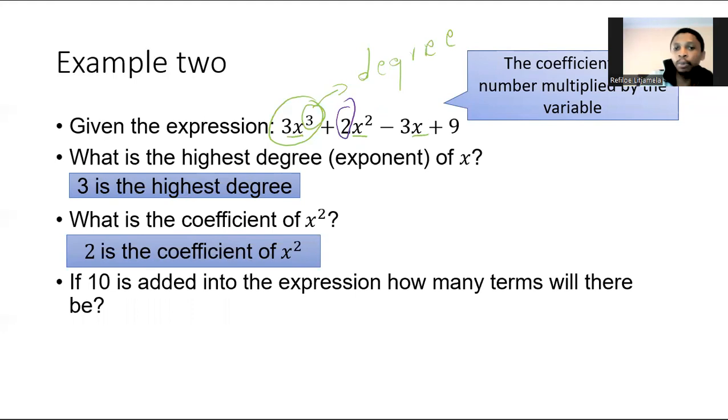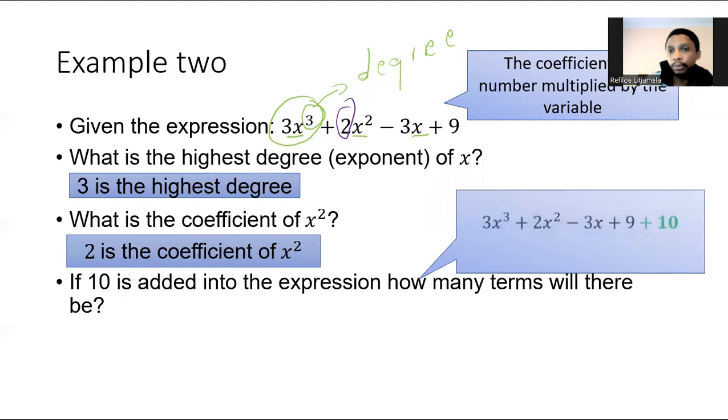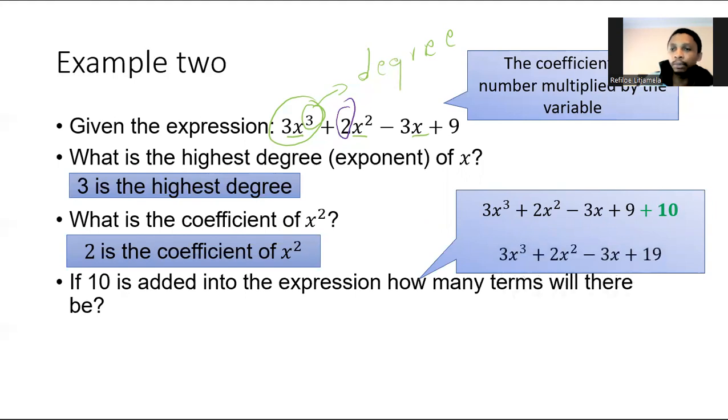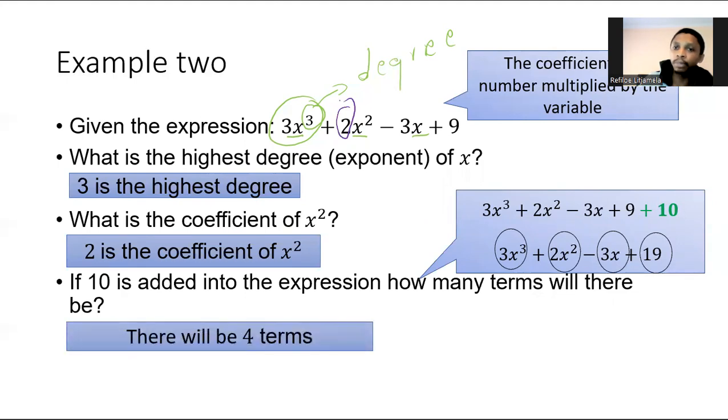If 10 is added to the expression, how many terms will there be in the expression? So you're going to take the whole expression, which is 3x cubed plus 2x squared minus 3x plus 9, and add 10 to that. Note that 9 and 10 are like terms. 9 plus 10 will just give you 19. Now let's count how many terms we've got. It's 1, 2, 3, and 4. So in this case, we still have 4 terms.